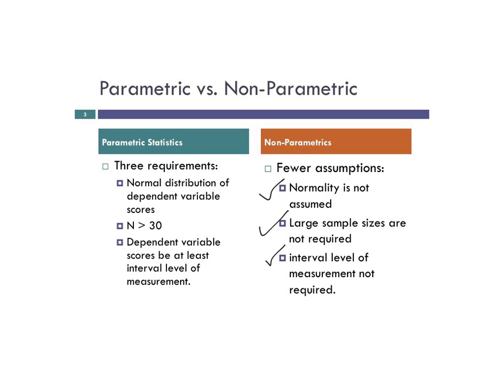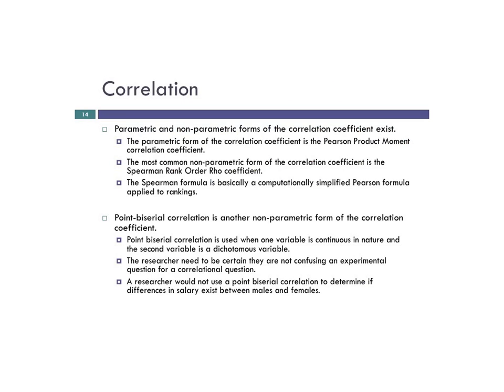So in these situations you typically have ordinal dependent variables. Specifically, we're going to be dealing with the correlational non-parametrics. Now, both parametric forms, which we're learning in class, and non-parametric forms exist. The parametric form that we learned in class was called the Pearson product moment correlation coefficient. The most common non-parametric form of correlation is called the Spearman Rank Order Rho coefficient.